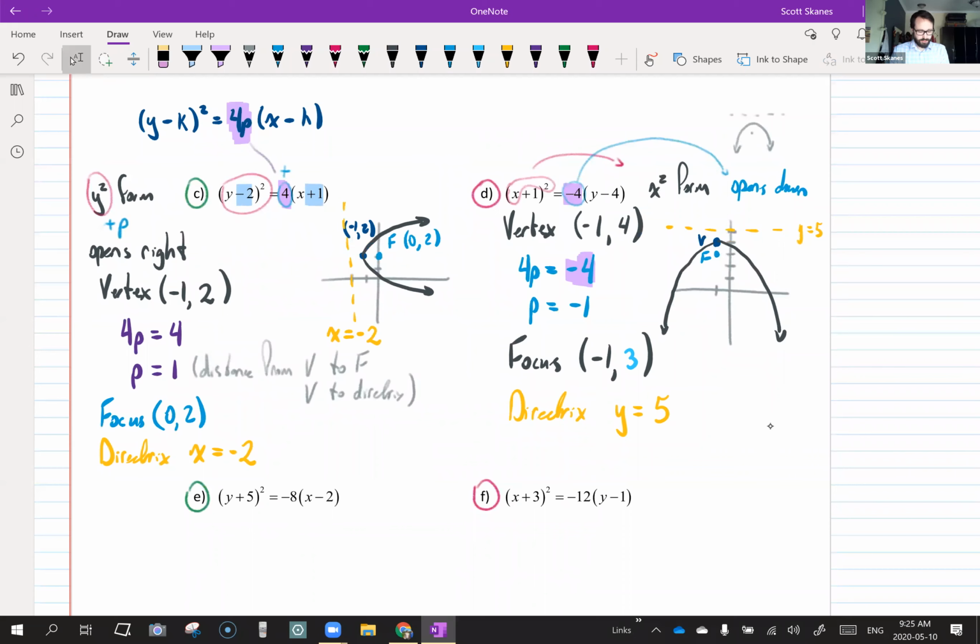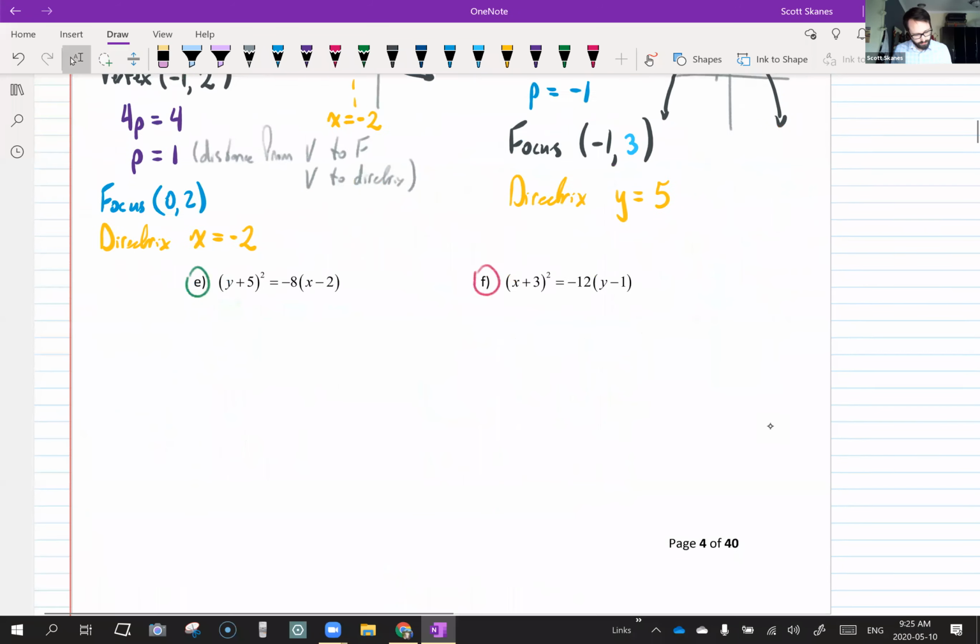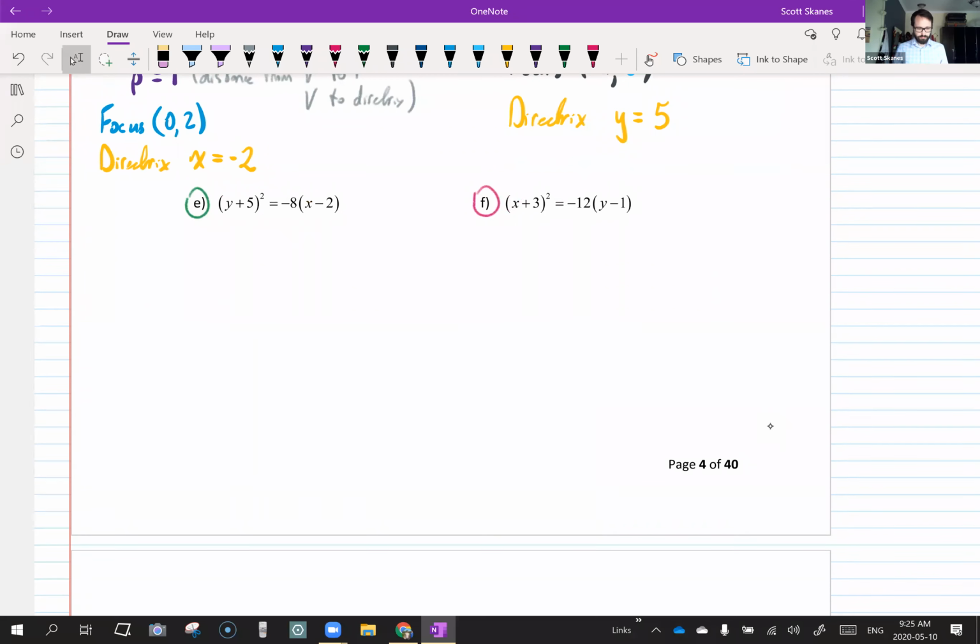The rest are very similar. E and F are very similar. I would like you to try one of these because we have lots to cover today, of course. F looks almost exactly like the previous one. Just try E. Take 2 minutes, so until 9:27, and try E, okay? I want you to tell me what the coordinates of the vertex focus are, and tell me the equation for the directrix. Okay, give it a go.